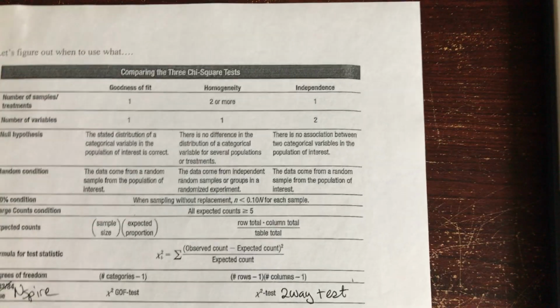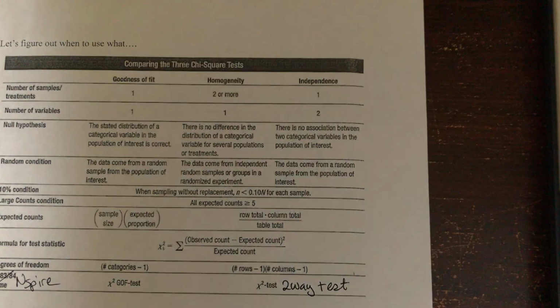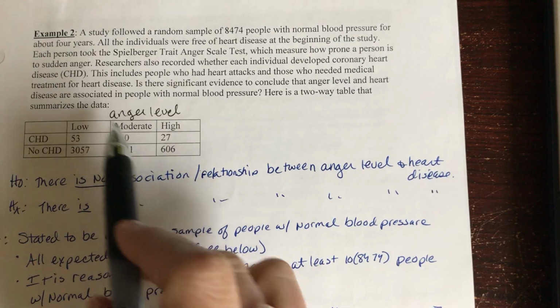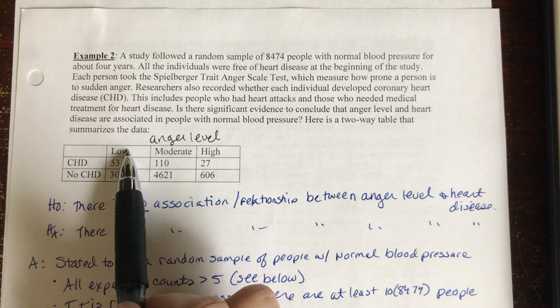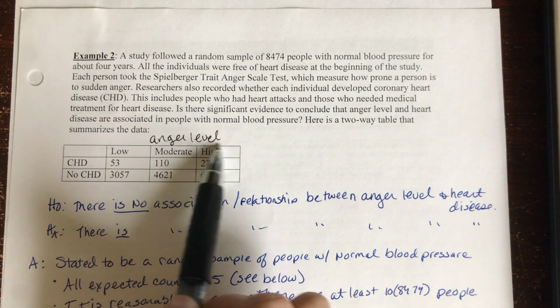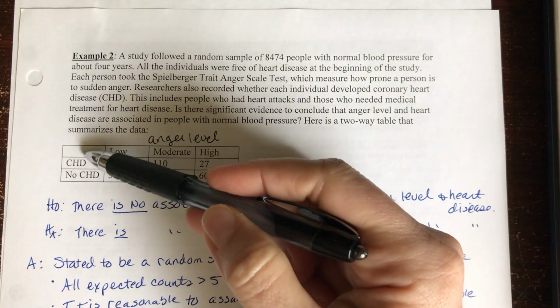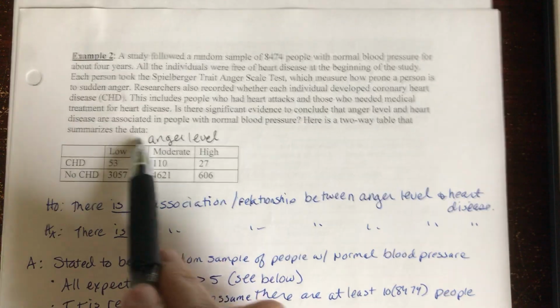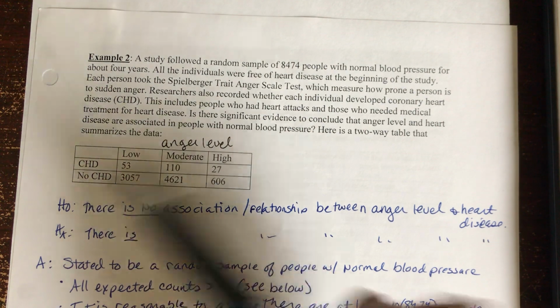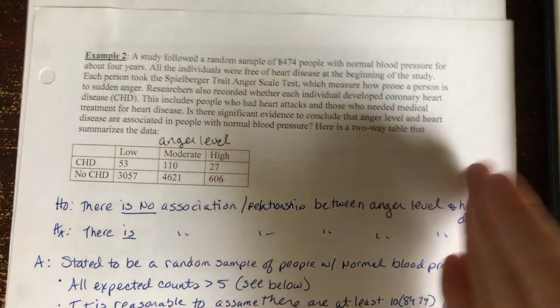Okay, so if we go through like here, and I'll get to this example in a minute. Sorry, I'm a little all over the place. This is talking about anger level in patients, and then heart disease, whether they have coronary heart disease or they don't. So we have a variable here and a variable here, whereas last time it was like 2 samples. We only have 1 sample, people.